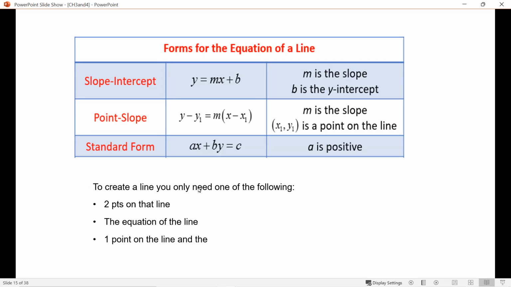And then I think you might have noticed, but I'm just going to clarify here. To create a line, we only need one of the following. 2 points on that line. If we have 2 points, we can find the slope, we can find the equation, we can graph it. Or if we just have the equation of the line, we can find the slope, we can find points on it, and we can graph it. Or if we have a point on the line and the slope, then we can find the equation, we can find more points on the line and we can graph it. Okay.